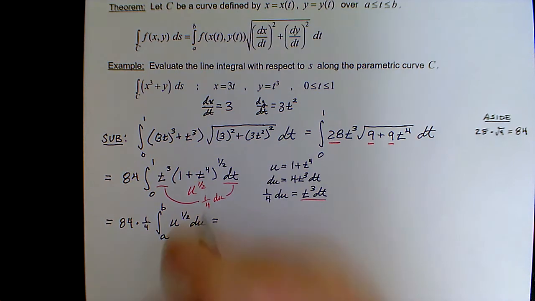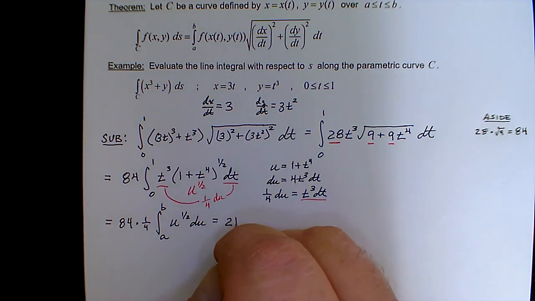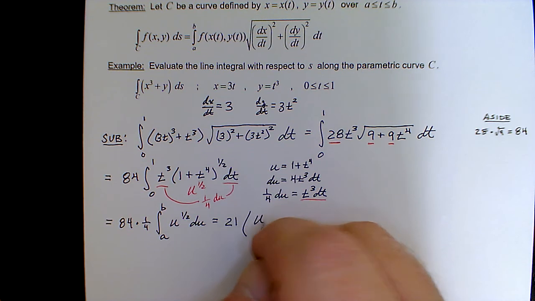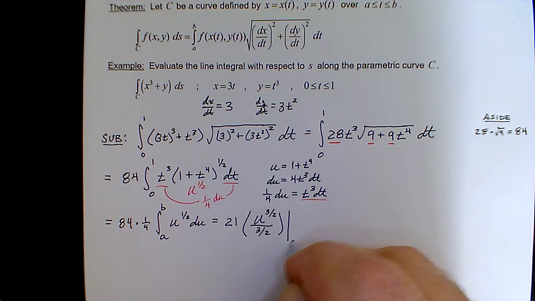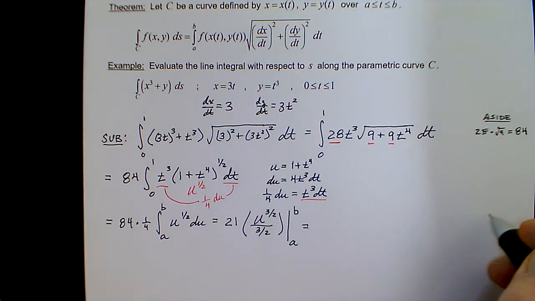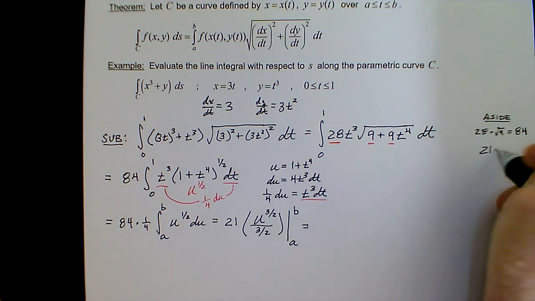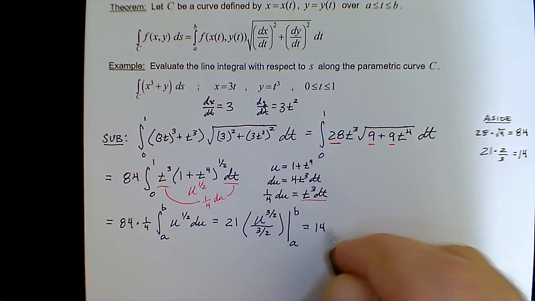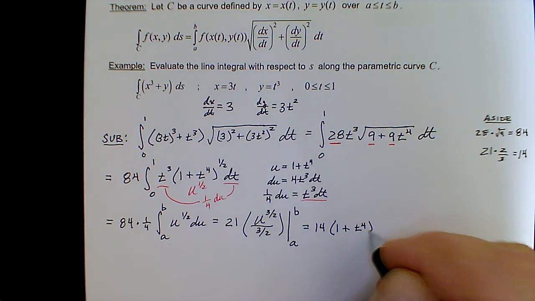So that gives 4 goes into 84 21 times, and then we have integrating u to the 1/2, that's u to the 3/2 over 3/2. Evaluated, this would be again from a to b. Okay, and then that would be 21 times, so this is again off to the side, 21 times reciprocal of 3/2 is 2/3, and then 3 goes into 21 7 times, 2 is 14, so that'd be 14, and then let's put back our u was 1 plus t to the 4th, evaluated.